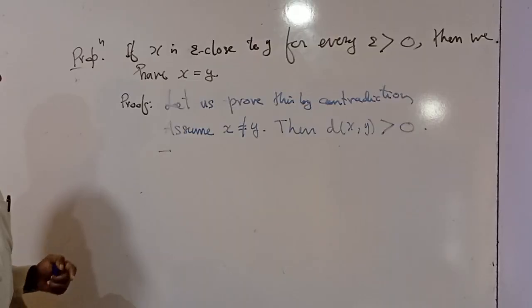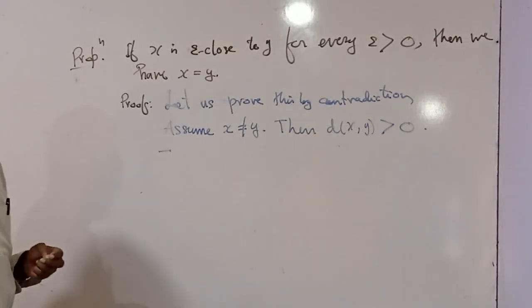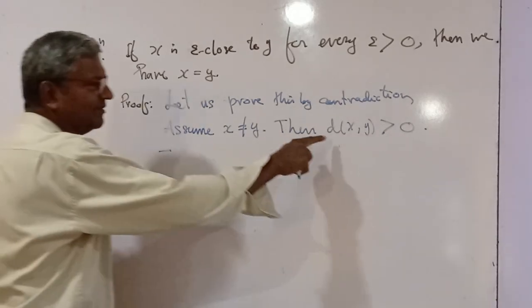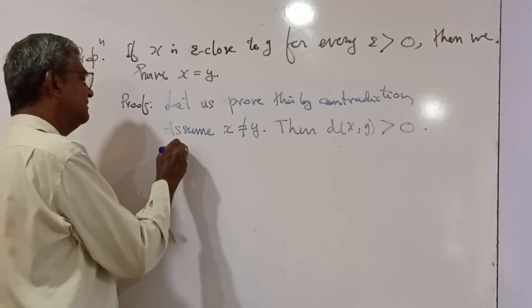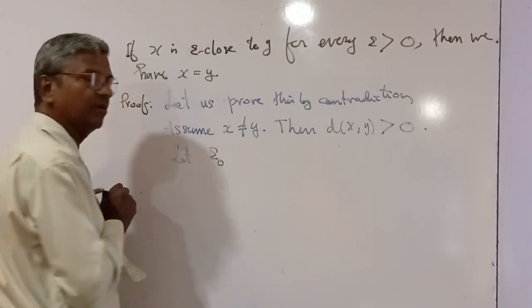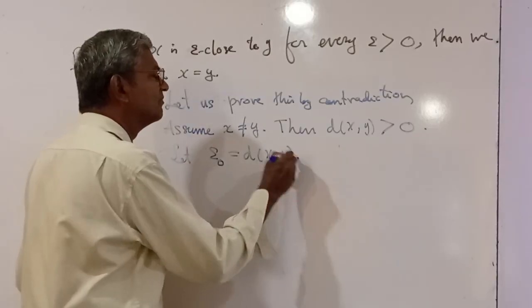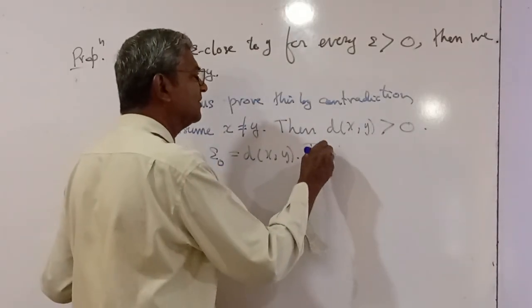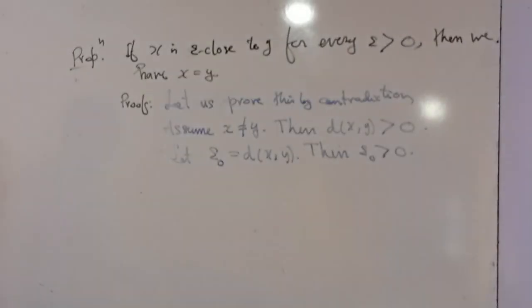Now assume x is not equal to y, then dxy greater than 0. Then this is some positive number. Choose or let, whatever the word you like. Let epsilon 0 equal dxy. Then epsilon 0 greater than 0. I have now positive number epsilon 0.